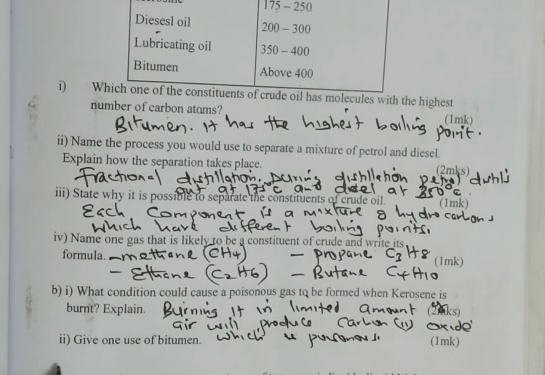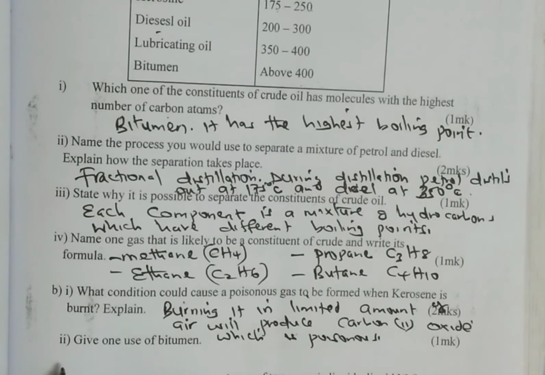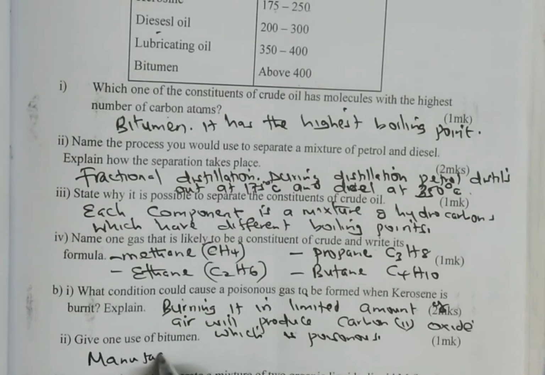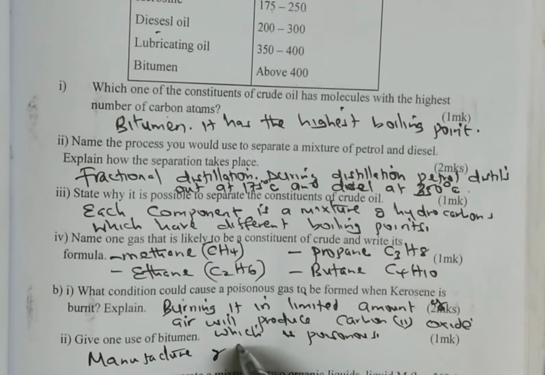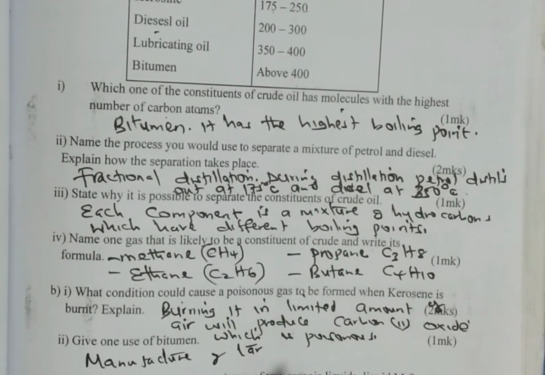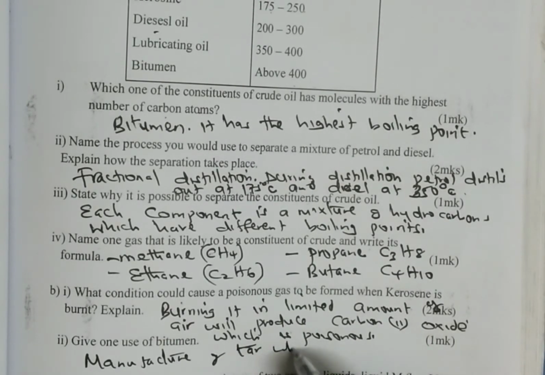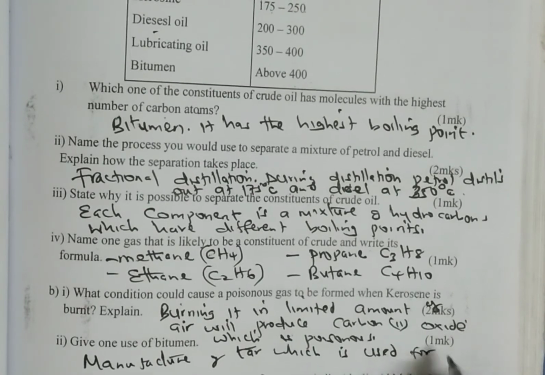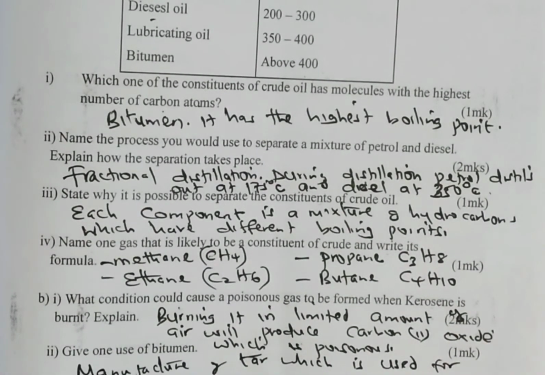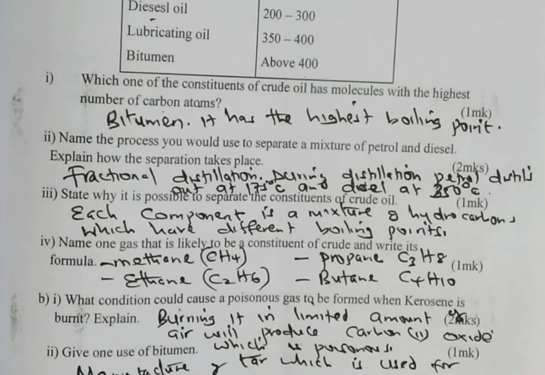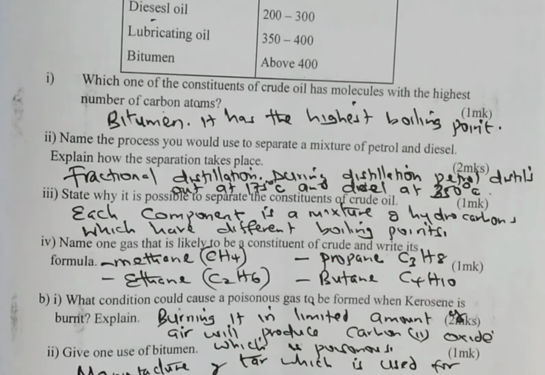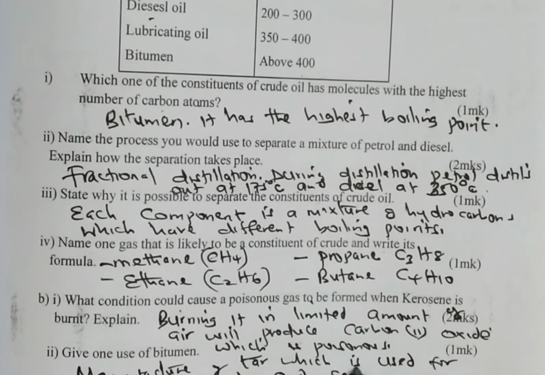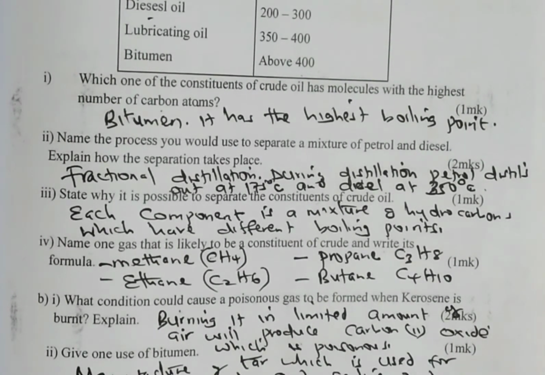Roman 2 of part B, give one use of bitumen. Bitumen is used to manufacture tar, which is used for tarmacking roads and also sealing of roofs.